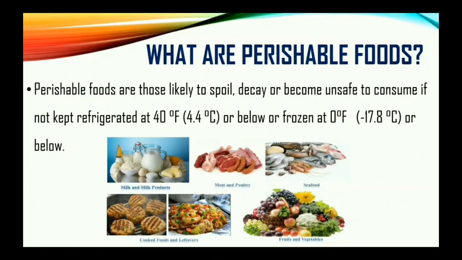Now, perishable foods are those likely to spoil, decay, or become unsafe to consume if not kept refrigerated at 40 degrees Fahrenheit or 4.4 degrees Celsius or below, or frozen at 0 degrees Fahrenheit or minus 17.8 degrees Celsius or below, right? Now, examples of those foods are what?